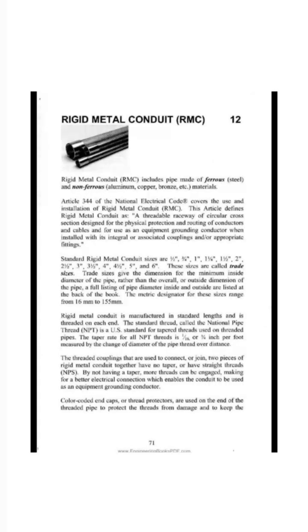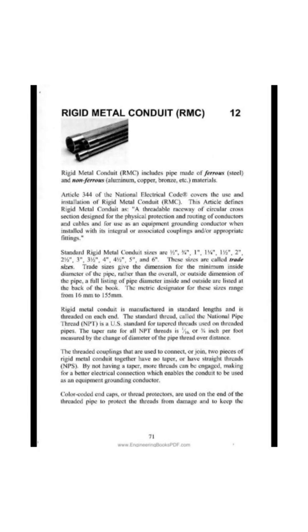This article defines rigid metal conduit as a threadable raceway of circular cross-section designed for the physical protection and routing of conductors and cables and for use as an equipment grounding conductor when installed with its integral or associated couplings and/or appropriate fittings. Quote, standard rigid metal conduit sizes are 1/2, 3/4, 1, 1 1/4, 1 1/2, 2, 2 1/2, 3, 3 1/2, 4, 4 1/2, 5, and 6.